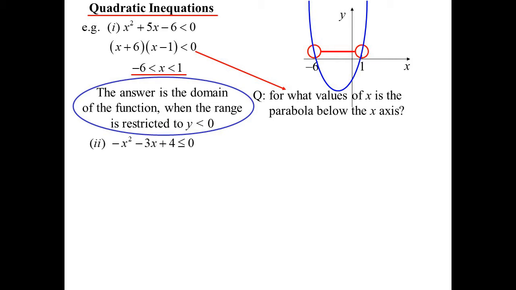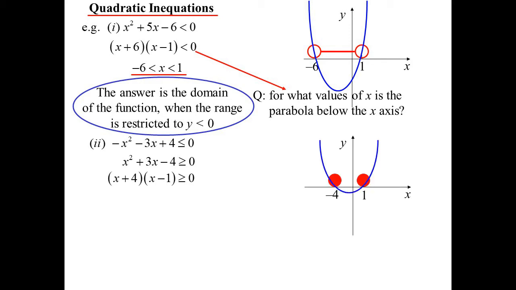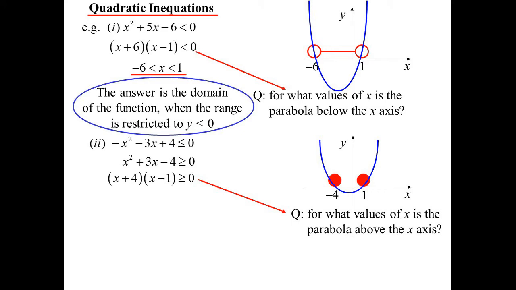There's my answer then. Minus 6 is less than x is less than 1. Let's try another one. I hate factorising negative quadratics, so I'm not going to. But if you change the sign, you change the sign. So I've changed it to x squared plus 3x minus 4 is greater than or equal to 0. That factorises nicely. If I was to draw that one up, x-intercepts at -4 and 1. Both points are included this time. Concave up, but this time I'm saying, hey, when is this parabola above the x-axis? Again, I'm only interested in the x values. So therefore, I'll be on either side. X is less than or equal to -4, or x is greater than or equal to 1.